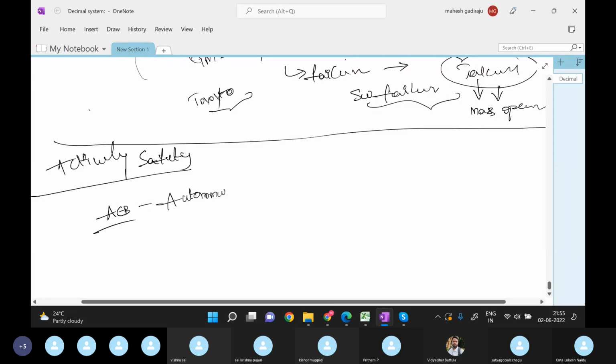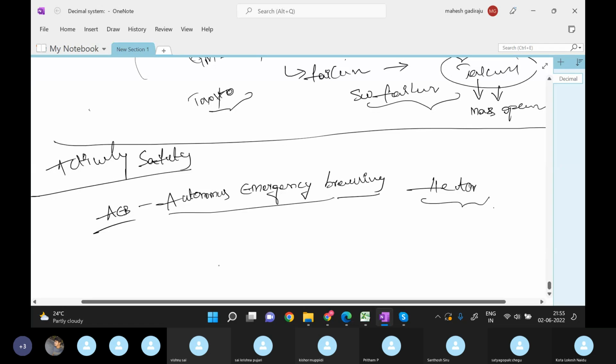Auto electric brake. Autonomous emergency braking system. This is also one of the most failure-prone features in automotive. Why? We saw it in the Hector Plus, right? Hector is a failure model in India. In that Hector, AEB is the most failure-prone.